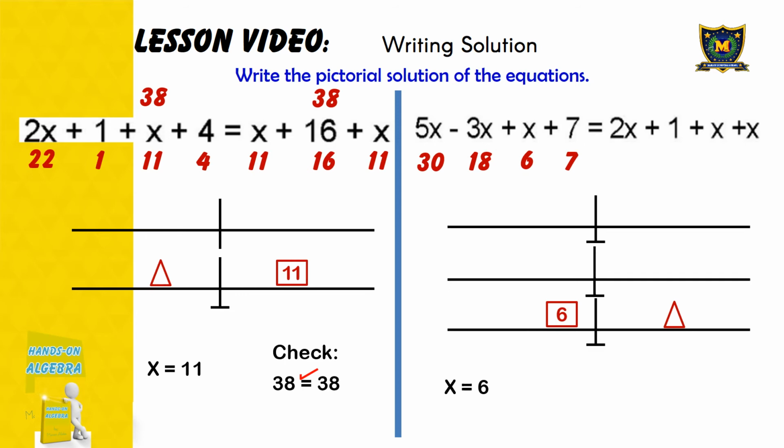Now let's do the substitution. 5 times 6 is 30, less 3 times 6 is 18. So that remains 12. Plus 6, that is 18. Plus 7 is 25. On the other side, 2 times 6 is 12, plus 1 is 13, plus 6 is 19, plus 6 is 25. Therefore, the value of our equation is 25, while the value of our x is 6.